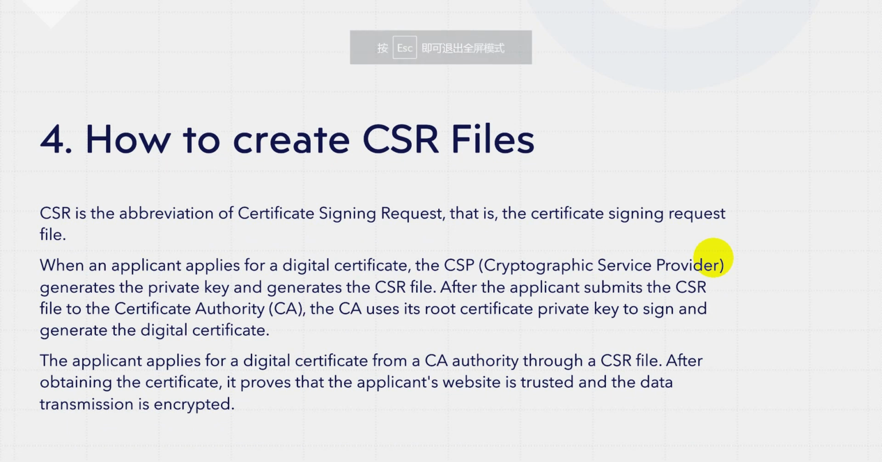So that was the CSP. It would help us generate the private key and the CSR file. After we submit the CSR file, the CA uses its root certificate private key to sign and generate the digital certificate. So the applicant applies for a digital certificate from a CA authority through a CSR file. After obtaining the certificate, it proves that the applicant's website is trusted and the data transmission is encrypted.